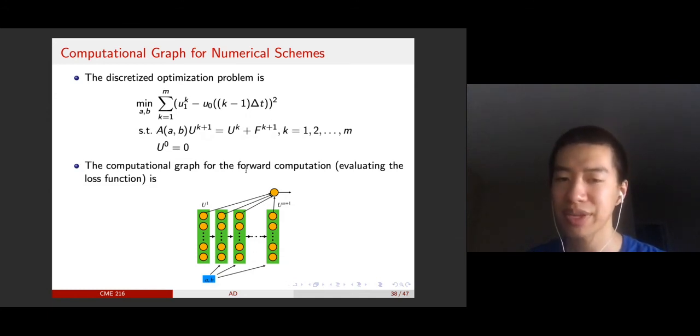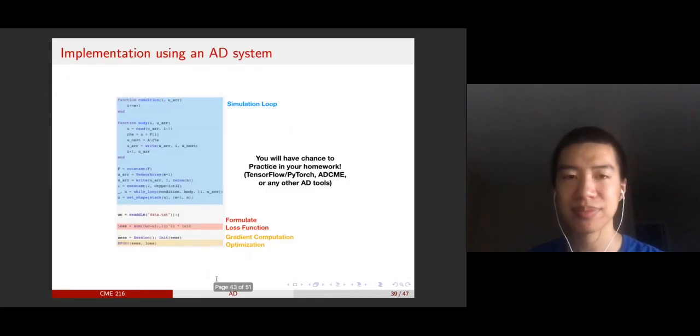So as long as we formulate the computational graph, then we can just throw it to automatic differentiation software, and it will find us the gradients with respect to A and B. So this is how we can implement this function and this computational graph in ADCME. And you will have a chance to practice that in your homework. And also I will give you more details in the next lecture.